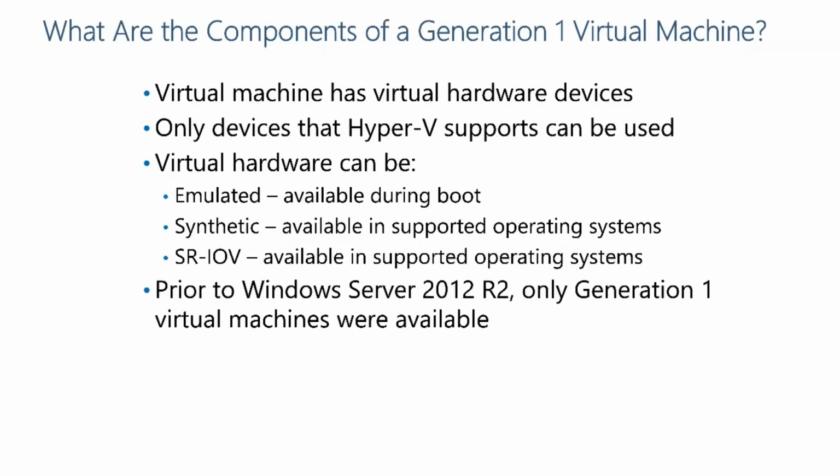So creating virtual machines, I think this is fairly easy to understand most of the time. Virtual machines have virtual hardware. Only devices that Hyper-V supports can be used. The virtual hardware can be emulated, which is available during boot. They can be synthetic, which is available for only supported operating systems, or they could be SR-IOV, which is a specialized bit of hardware which is only supported by certain operating systems.